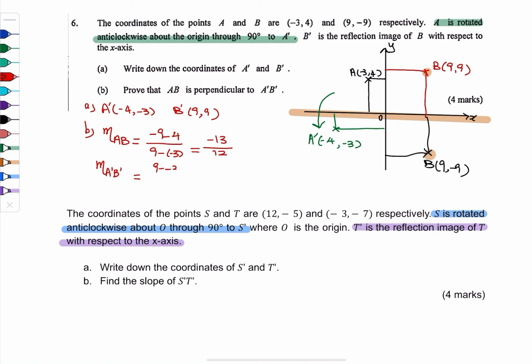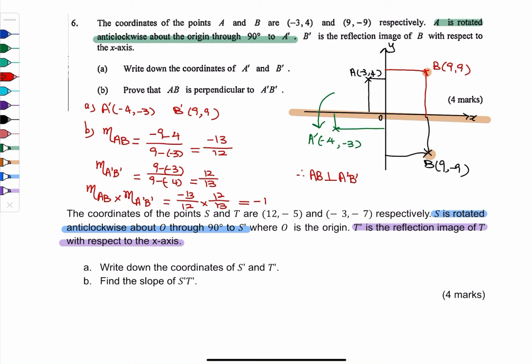Y minus y over x minus x. So 12 over 13. And then I have to multiply them to check if they are negative 1 or not. Negative 13 over 12 times 12 over 13. You get that as negative 1. If they're negative 1, then we will say AB is perpendicular to A dot B dot. Super easy, right?